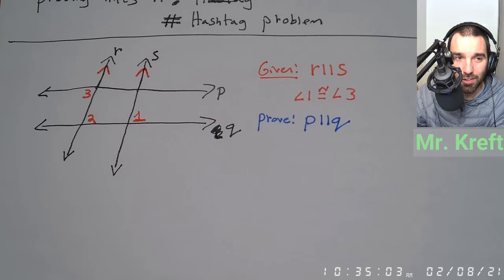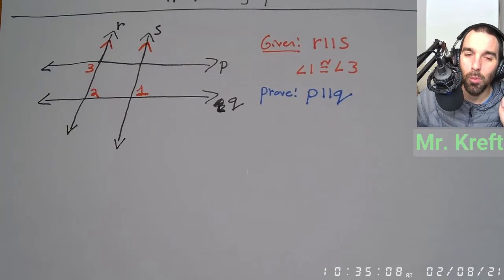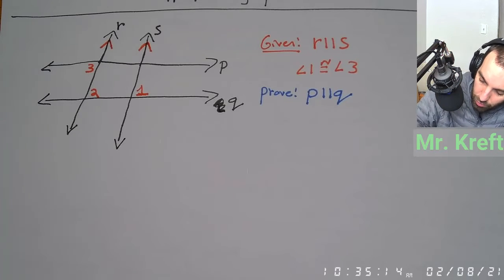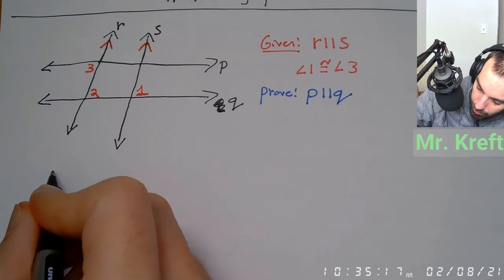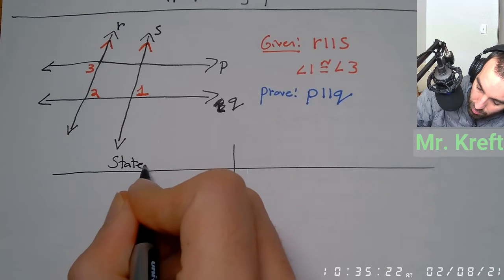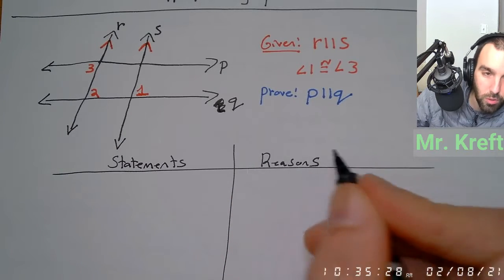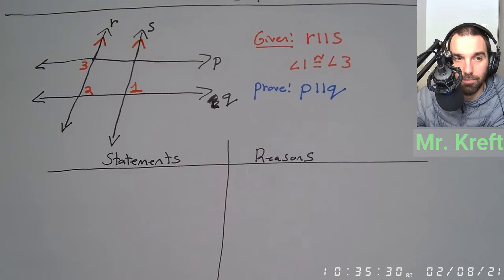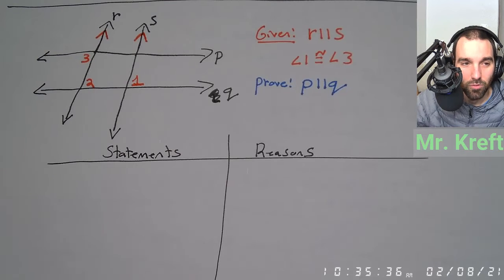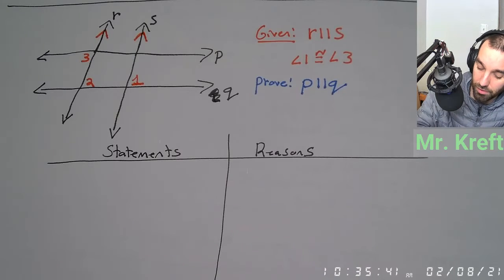Okay, so the reason why I like doing hashtag problems is because it uses both what we learned last class and what we're learning this class. So it brings everything together. It's really great practice. Now we're going to do a 2-column proof together. We do this for a couple of reasons. We do this to stay organized, and also it's a really clear way of communicating. In one column, it's going to be our statements, and in our second column, we'll have our reasons.